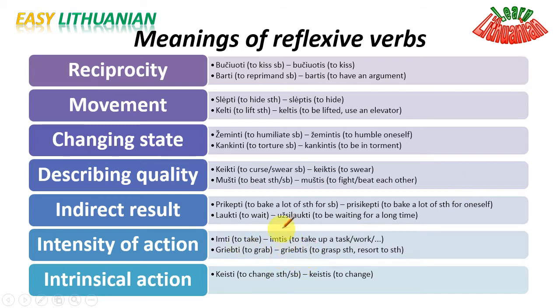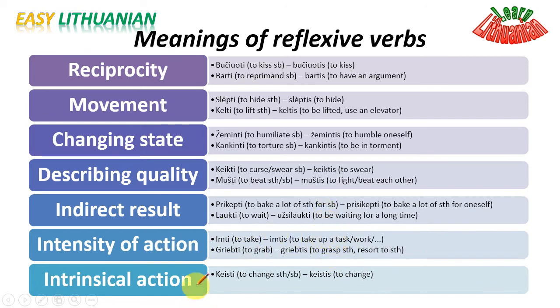So these actions are much more intense, and it does not necessarily mean that if there is a reflexive verb, the action is directed to oneself and means the same, except that there's no object here. The meaning of the reflexive verb can be quite different. This means to take, and this is to take a task or a work or a job. This means to grab, and this means to grasp something quickly or to resort to something. The meaning can be different, but the action itself can be much more intense. So this category of verbs should be quite easy to understand.